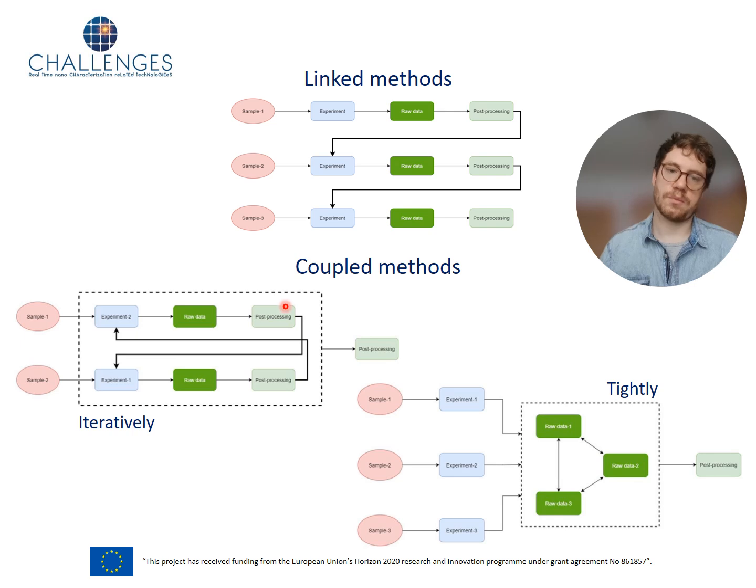There are, for example, also methods where the output is iteratively improved. So the post-processing of one sample is impacting the other sample and vice versa. And they can also be tightly connected experiments where 3 samples are measured simultaneously and the data is then directly put in relation to each other. This could be also, for example, multimodal methods where different aspects of the same sample are measured.